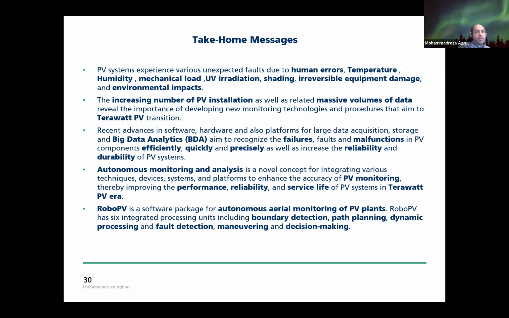Autonomous monitoring and analysis is a novel concept in order to integrate different techniques, devices, and systems in order to facilitate PV monitoring for large scale plants. And that's very useful for the terawatt PV era. And I also introduced to you RoboPV as a software package for autonomous aerial monitoring of the plant.